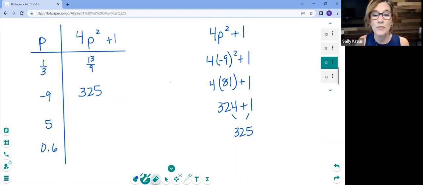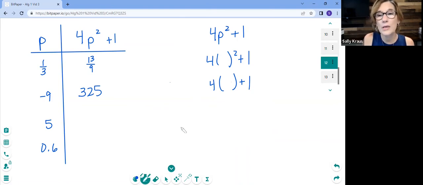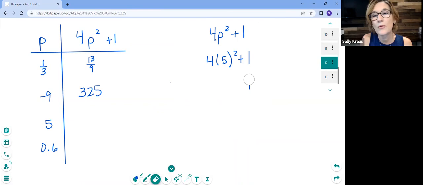Next, we're going to plug in 5. I'm just going to erase here. So that parentheses is still there. We're going to plug 5 in for p. What is 5 squared? It's 25. What's 25 times 4? Think quarters. 100 plus 1 is 101.